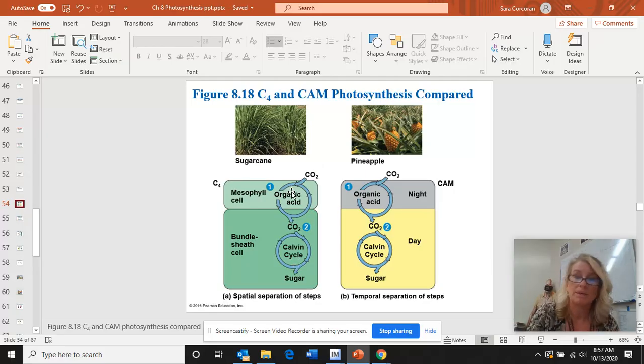Okay, no big deal. In CAM plants, we have temporal separation of carbon fixation at night. And then during the daytime, when we can make ATP and NADPH in the light reactions, that's when we can power the Calvin cycle.